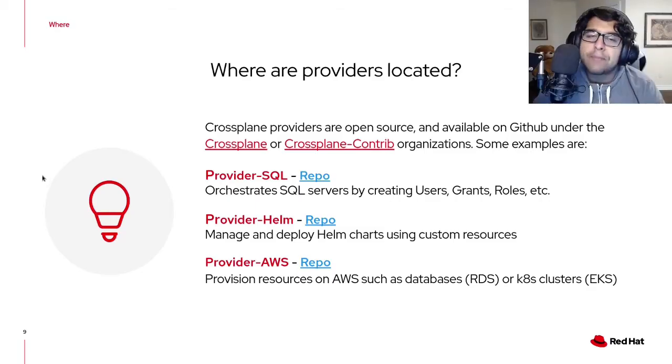So the where. So where are providers located? All Crossplane providers are open source and available on GitHub under usually either the Crossplane or Crossplane contrib organizations. Some examples are the provider SQL, which orchestrates SQL servers by creating users, grants, and roles. The provider Helm is similar, except it lets you manage and deploy Helm charts using custom resources, namely a release resource. Lastly, the provider AWS is responsible for provisioning resources on AWS, such as databases on RDS, or even Kubernetes clusters using EKS. And it's really responsible for representing those infrastructure resources on AWS.